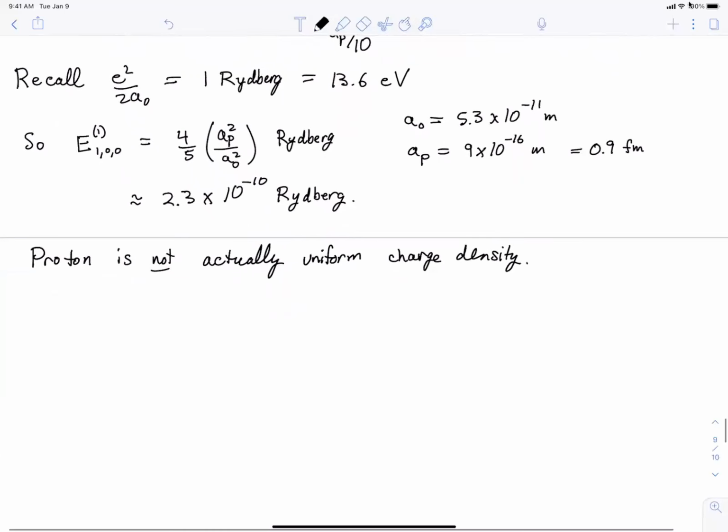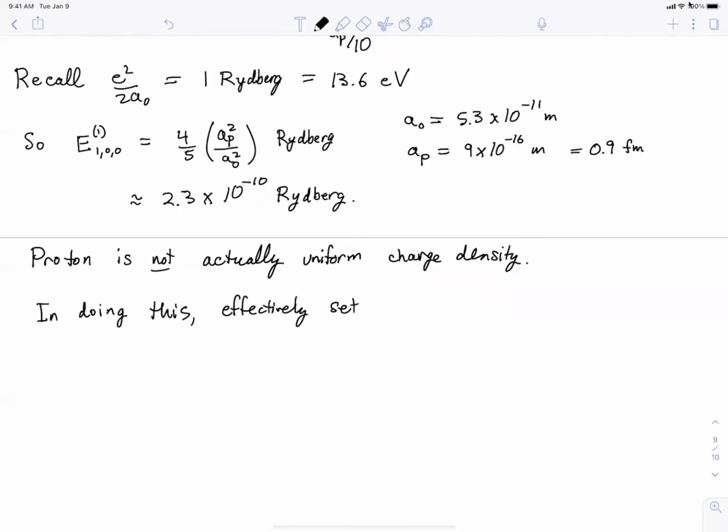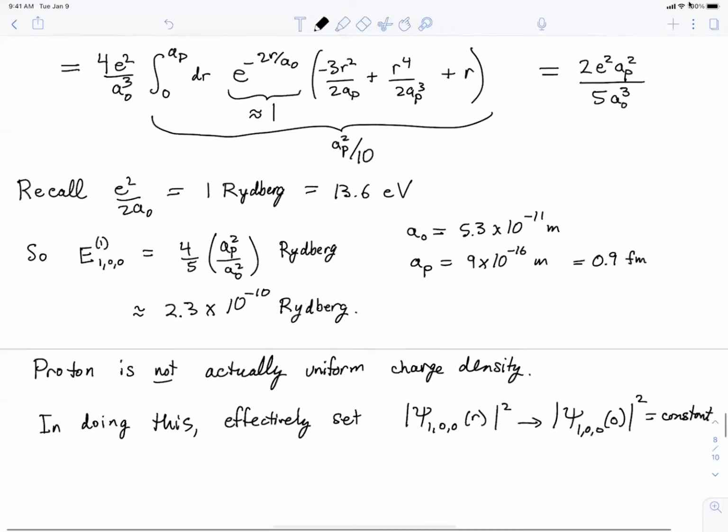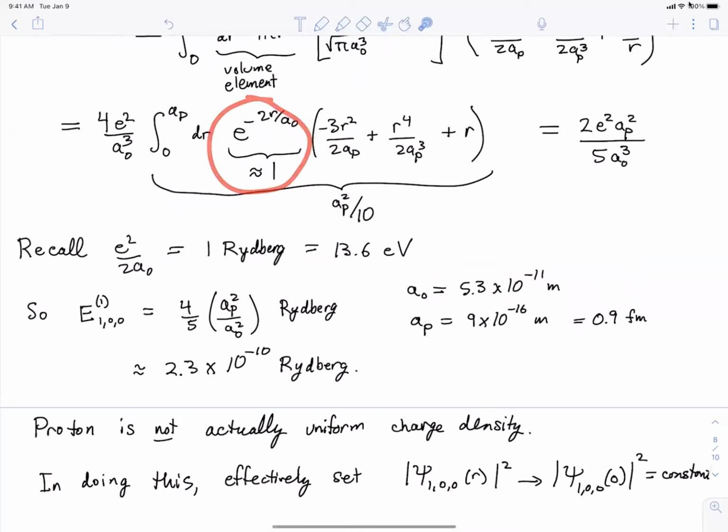Another thing we can ask is, that was just the ground state. What happens if we worry about some excited state? So remember that in doing this, what we really did is we set the wave function equal to a constant anyway. So we effectively set the ground state wave function equal to its value at where the proton is. Okay, and that's just a constant. That was this right here. So it turns out it doesn't even matter what the wave function of the electron is doing anywhere except where the proton happens to be, which to a good approximation is just at the origin.